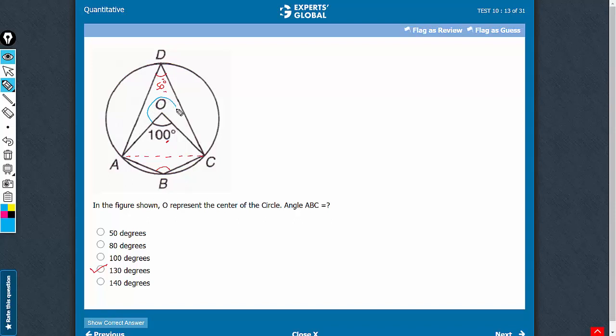Another slightly unconventional way of solving this question is that, see, if this angle is 100, this bigger angle here must be 360 minus 100. This angle must be 260, and therefore this angle here must be half of 260. This angle is directly 130 degrees.